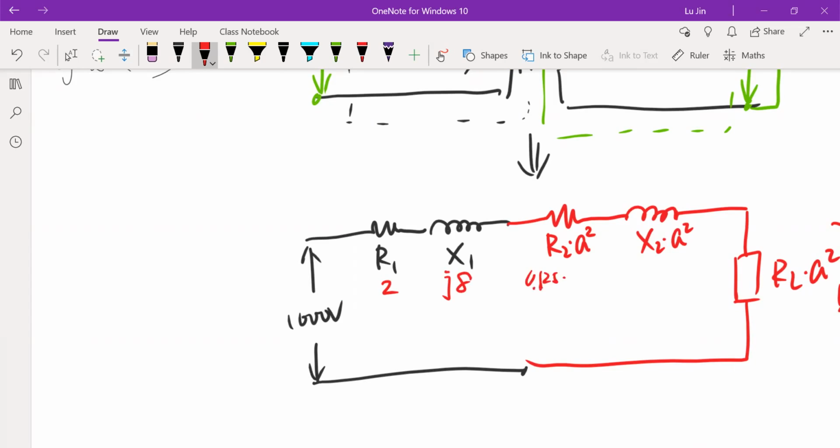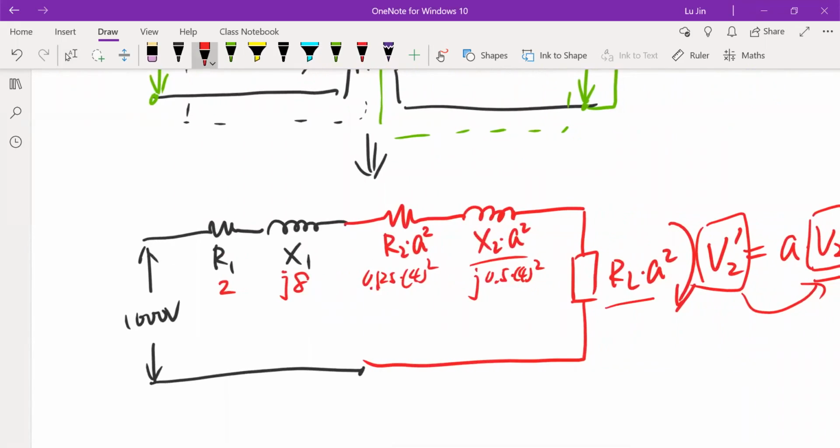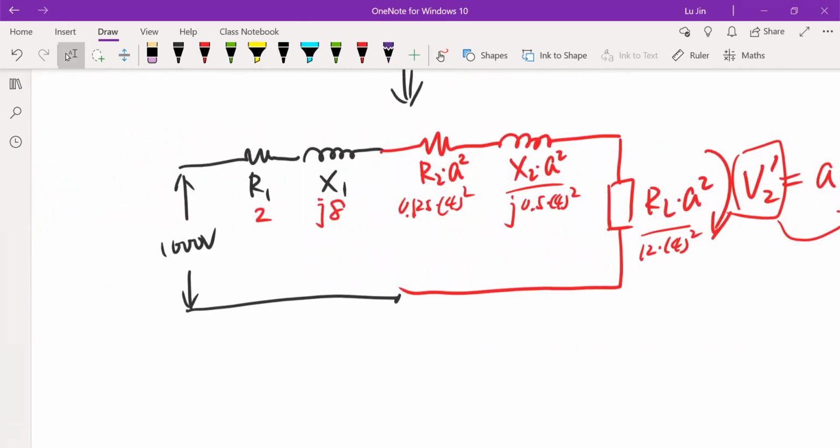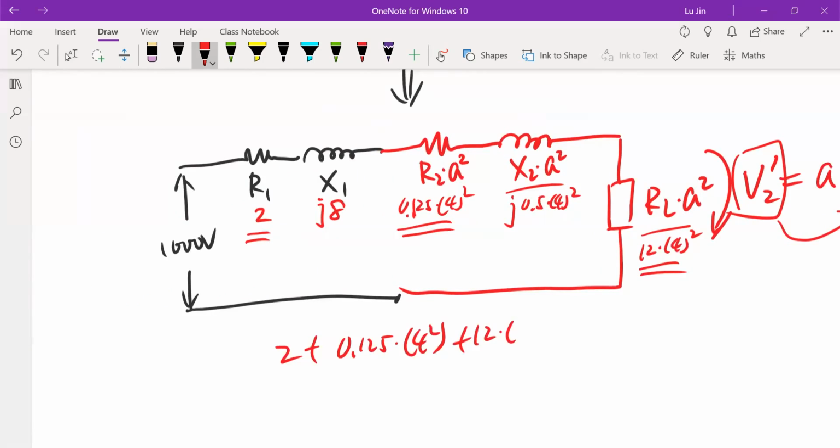Multiply A squared, A is 4, so 4 squared. And keeping this one, the X2 is 0.5, so 0.5 multiplied by 4 squared. Don't forget J. And finally, RL times A squared should be 12 by 4 squared. But this is just resistance. So you need to calculate the total impedance of all these series connected components. So 2 and this thing and this thing are the resistance. So 2 plus 0.125 by 4 squared plus 12 by 4 squared.